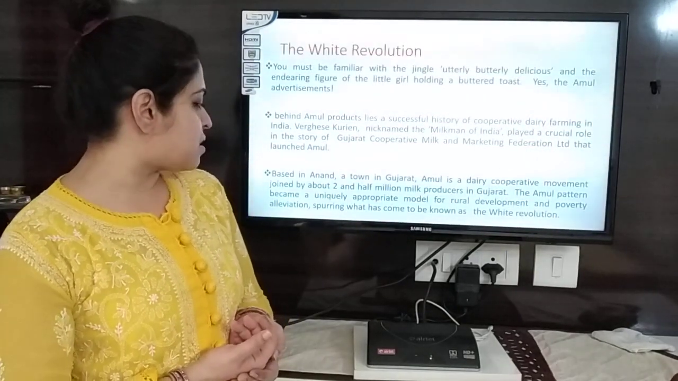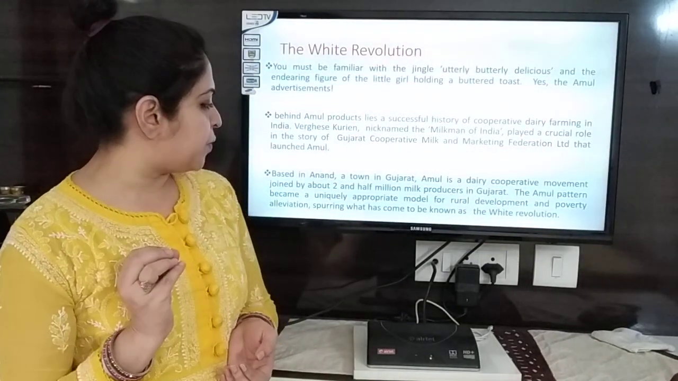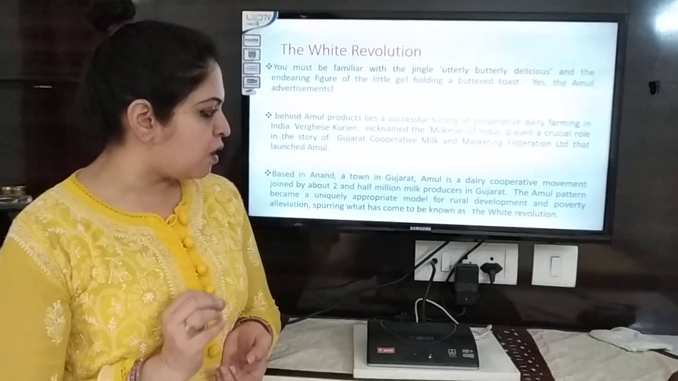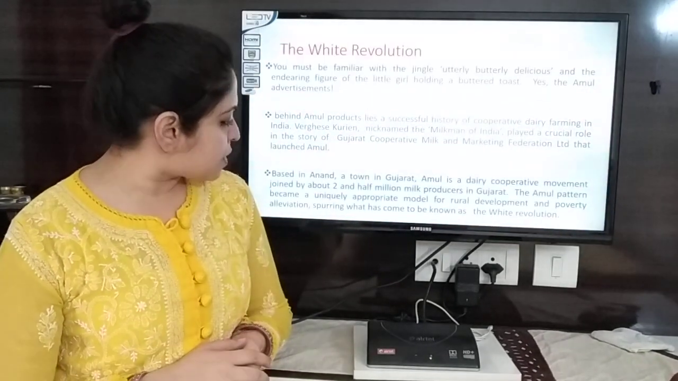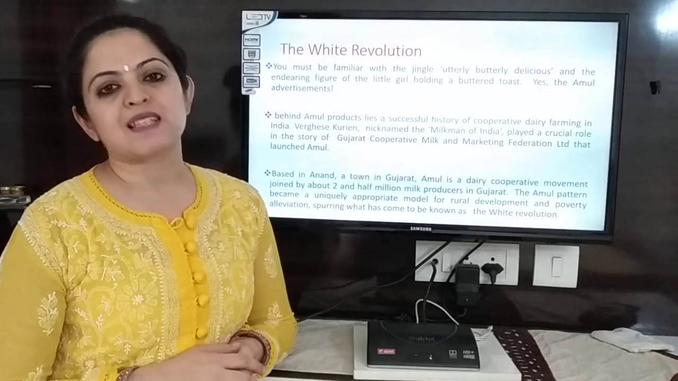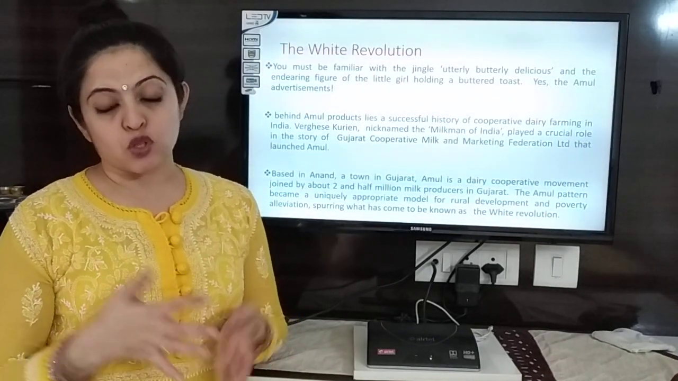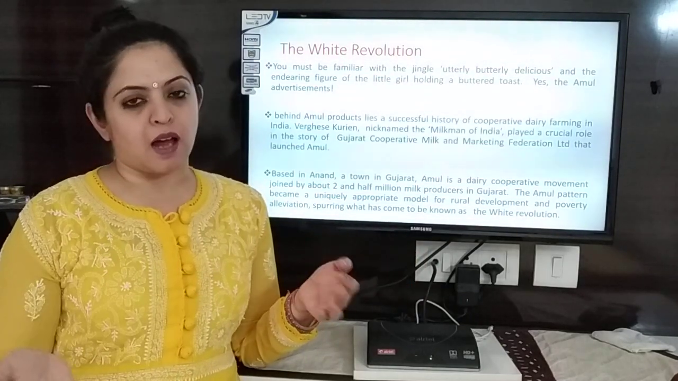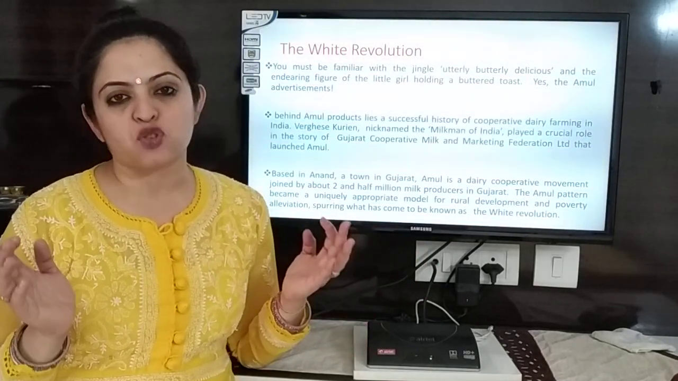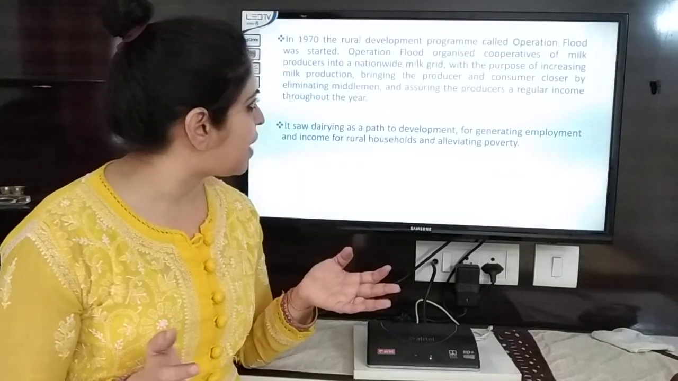The Amul pattern became a uniquely appropriate model for rural development and poverty alleviation, spurring what has come to be known as the White Revolution. So these two revolutions, one from the agricultural side and another from the dairy products, were tremendous. Moving on to our next slide.